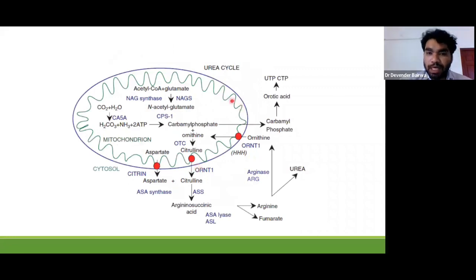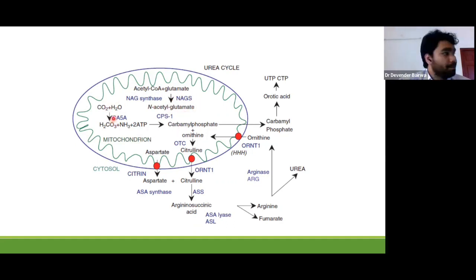Okay, now coming to the diagram from Harrison. This is the same thing, only a little easier actually. We can see that we have N-acetyl glutamate synthase. N-acetyl glutamate synthase is forming N-acetyl glutamate with the help of acetyl CoA, and glutamate is being combined with the help of this NAG synthase, and this is forming.